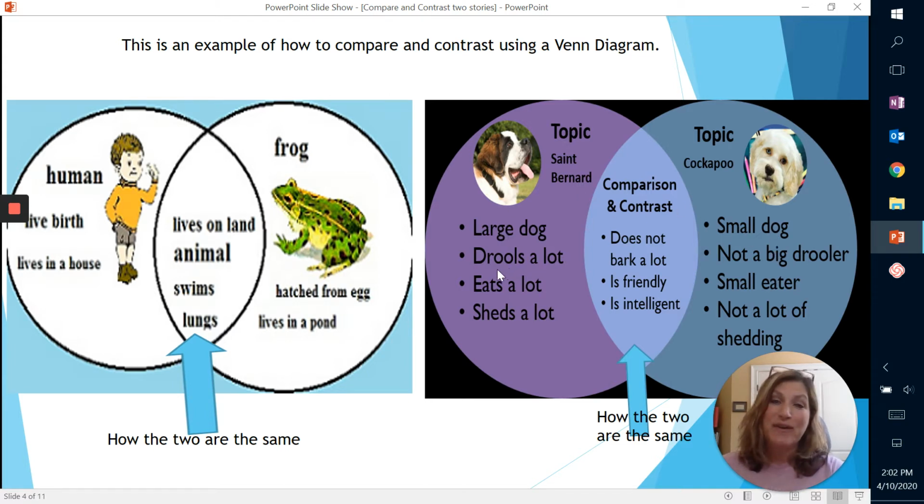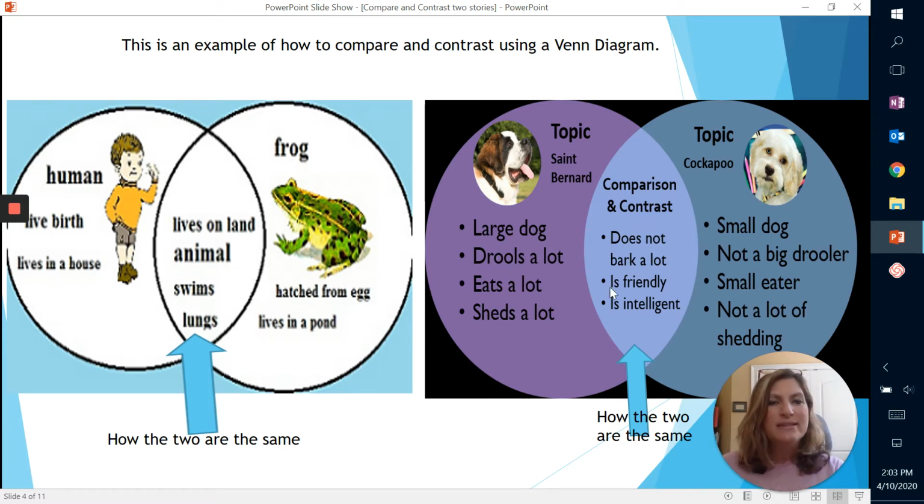This is really kind of funny. Ms. Proctor put down here, the St. Bernard actually likes to drool. That means all that slobber coming out of their mouth, lots of drool. But this little cockapoo, he doesn't drool a lot. And he doesn't eat very much. But a St. Bernard, he eats a lot of food. And his hair is really long. So the hair sheds. That means it comes off of him a lot. Whereas the cockapoo, their hair doesn't shed very much.